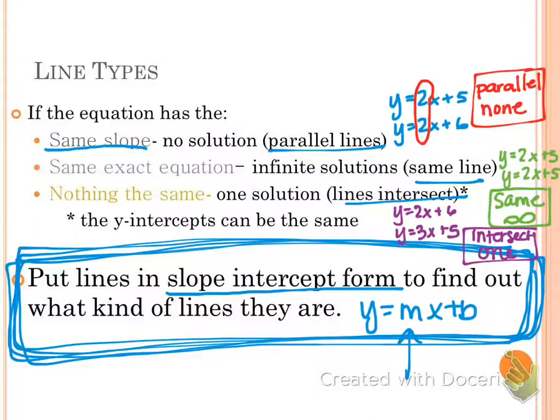Now, this is what I don't want you to do. This is where people mess up. They go, oh, they have nothing the same, so they're intersecting lines with no solution. No, intersecting lines always have one solution. Remember, parallel lines have no solutions, okay?